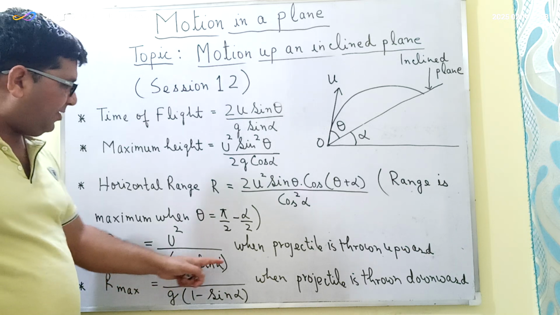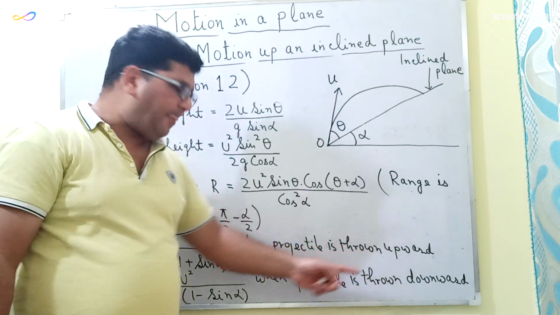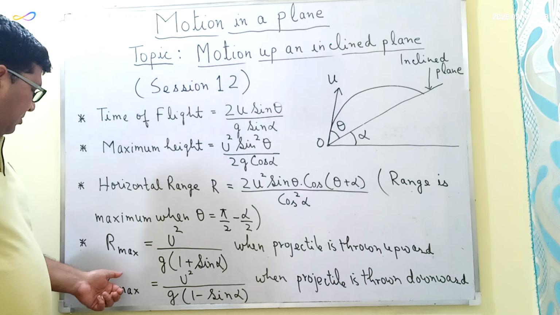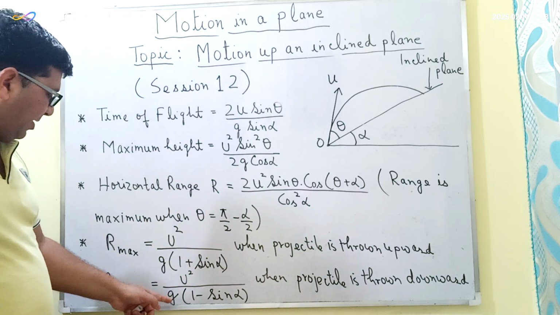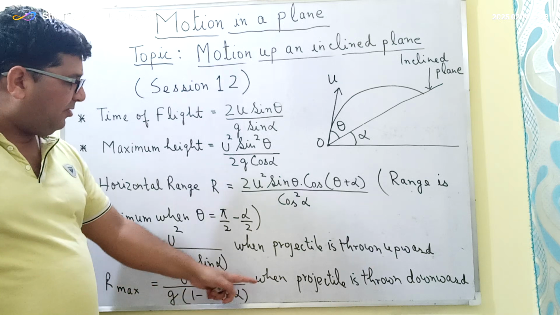Now the next point is that the maximum range is equal to u square divided by g in bracket 1 plus sin alpha when the projectile is thrown upward, and the maximum range is equal to u square divided by g in bracket 1 minus sin alpha when the projectile is thrown downward.